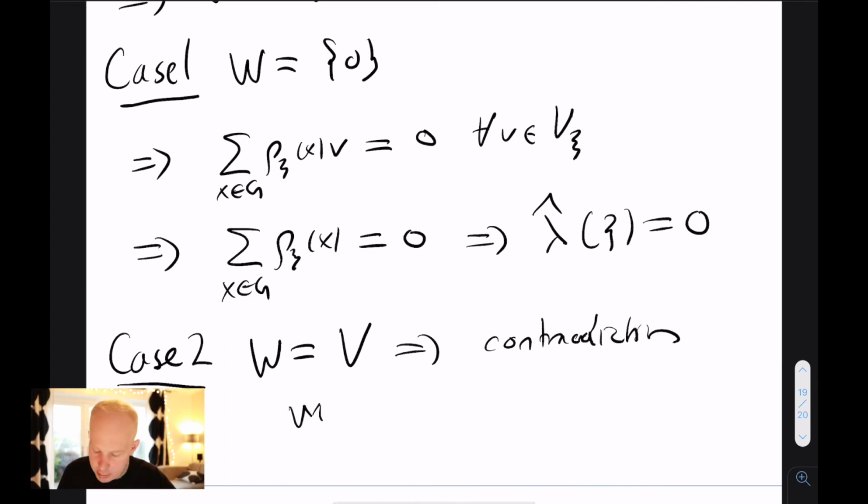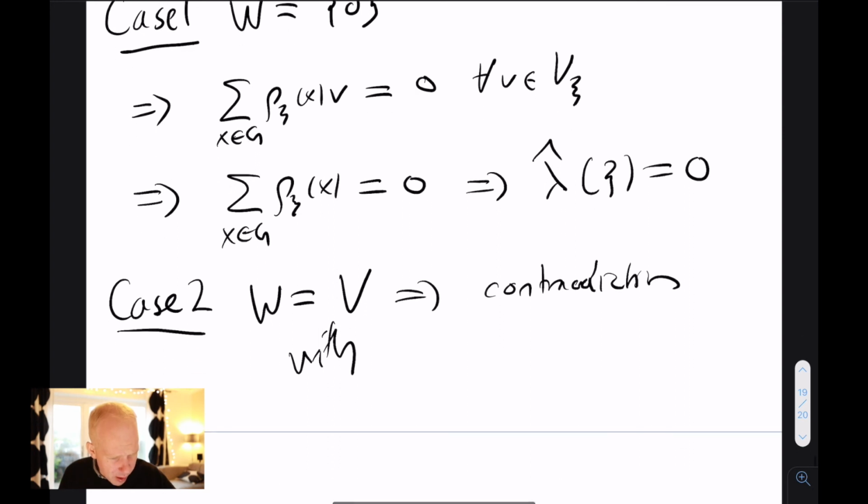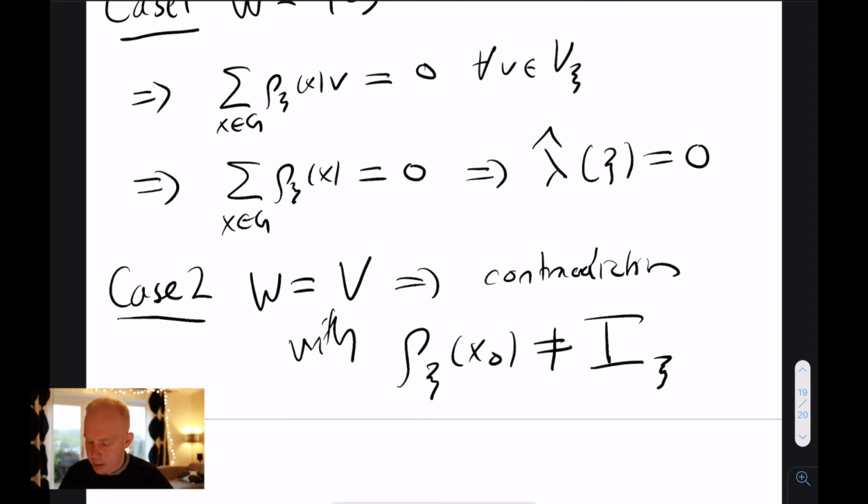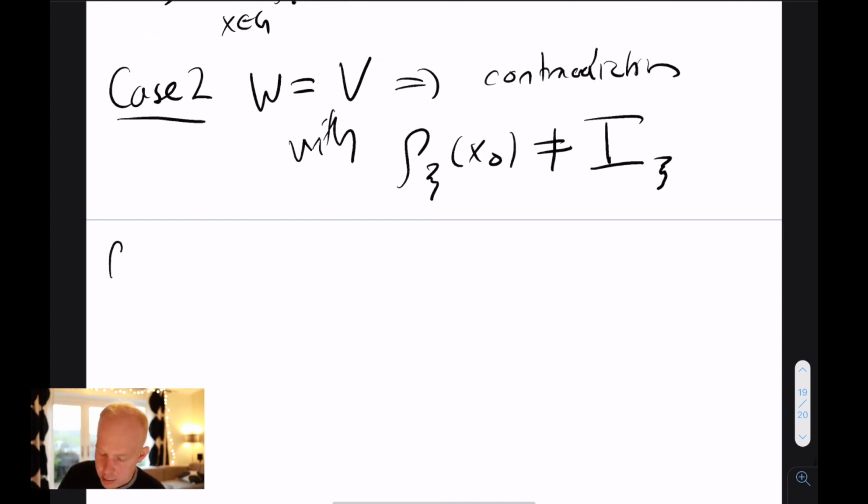And this would be actually with the fact that, remember that in the beginning we chose rho xi of x0 being not equal to the identity matrix. That was the kind of idea that if you have a non-trivial representation, if everything is mapped into everything, then you have a contradiction with this. So how do we prove the contradiction? The reason is here.